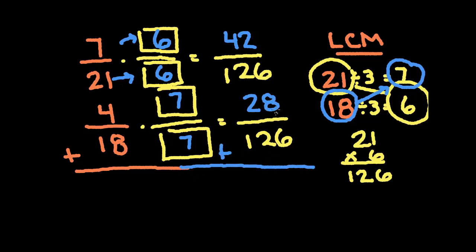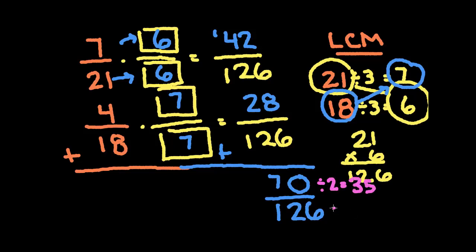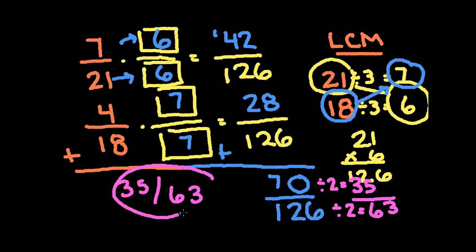Now I'm ready to add. 8 plus 2 is 10, so 0, carry the 1. 4, 5, 6, 7, so I get 70 over 126. Now both of these guys here are even, so I might want to go ahead and try to reduce this down. If I divide this by 2, I get 35. And if I divide this by 2, I get 63. So I get 35 over 63 as my final answer.